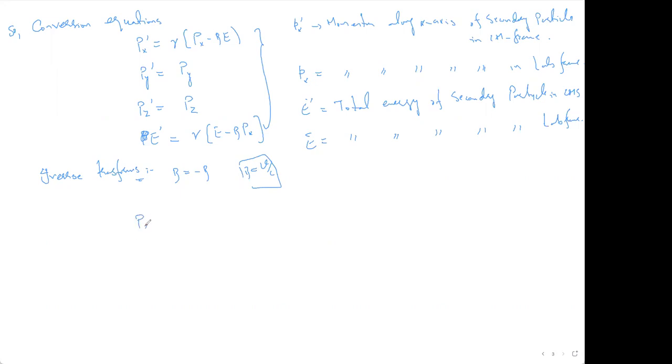Simply then px will now be equal to gamma (px dash plus beta e dash). Right? Py will be equal to py dash. Pz will be equal to pz dash. And finally, E will be equal to gamma (E dash plus beta px dash). Isn't it?